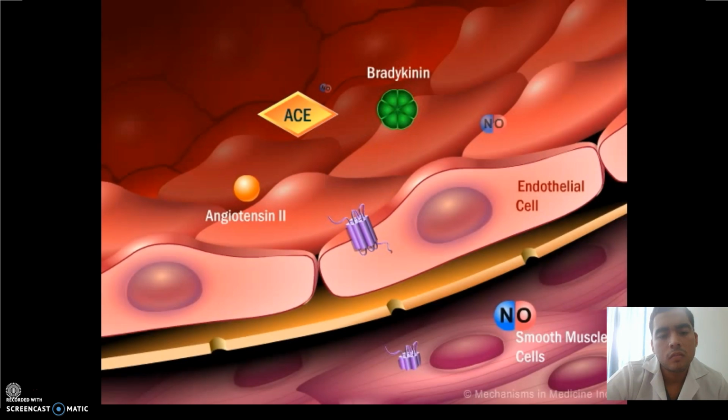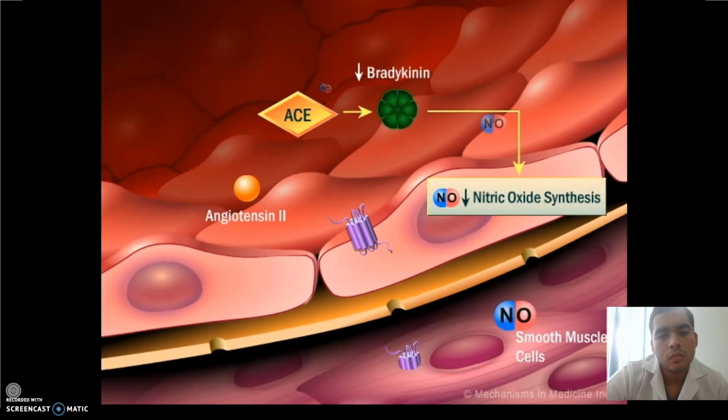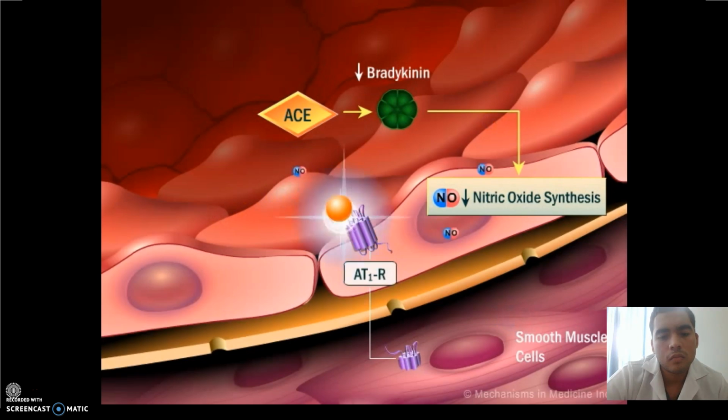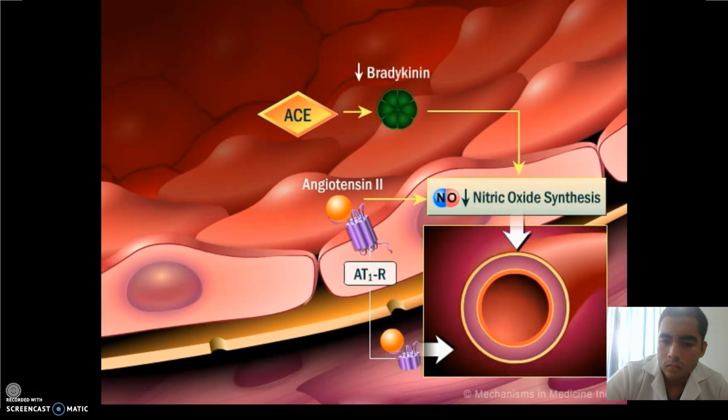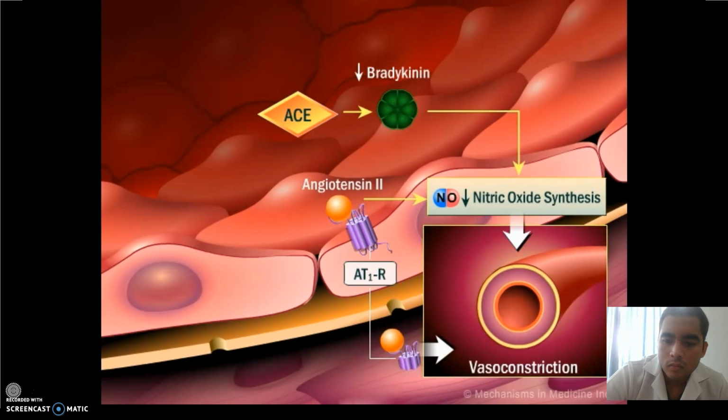Angiotensin converting enzyme also degrades bradykinin, which is required for synthesis of a major vasodilator, nitric oxide. Angiotensin 2 binds AT1 receptors expressed on the surface of vascular endothelium and impairs nitric oxide synthesis as well. Reduced bioavailability of nitric oxide combined with the stimulation of AT1 receptors on smooth muscle cells causes vasoconstriction.